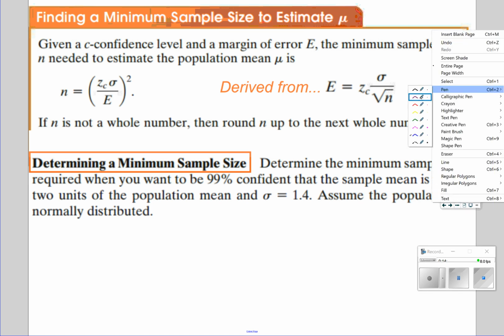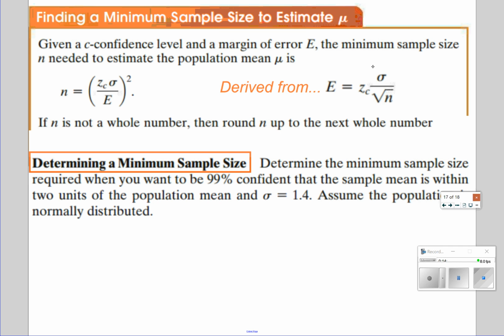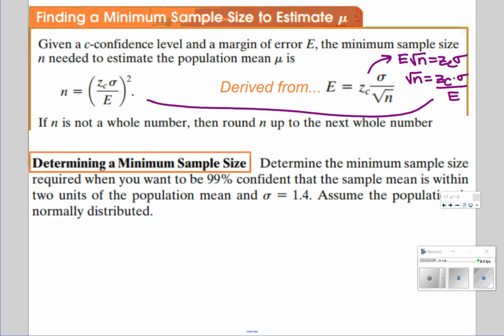All right, if I have this formula and I want to solve for square root of n, I multiply by the square root of n. So it looks like that. And then I just divide by e on both sides. There we go. Got it out of the denominator. Got it alone. And then you square both sides. And when you square both sides, you end up with what you see over there on the left.